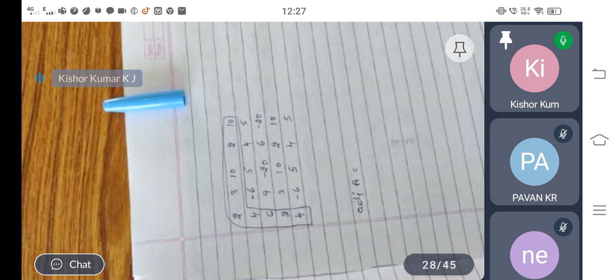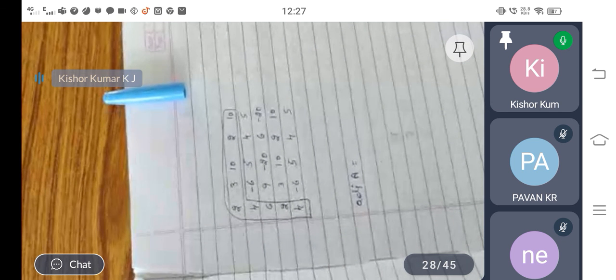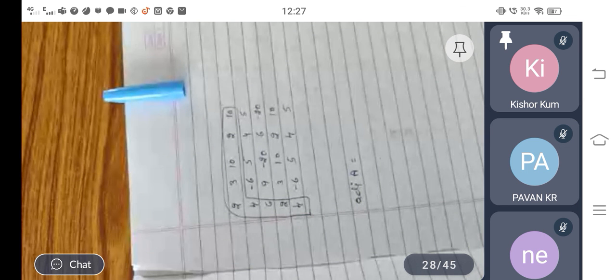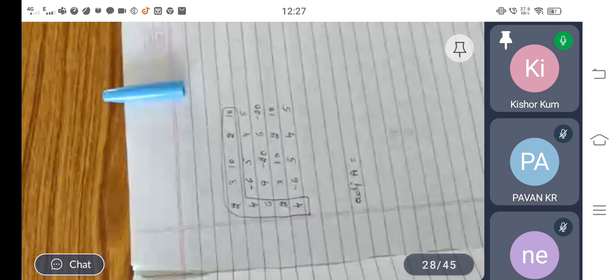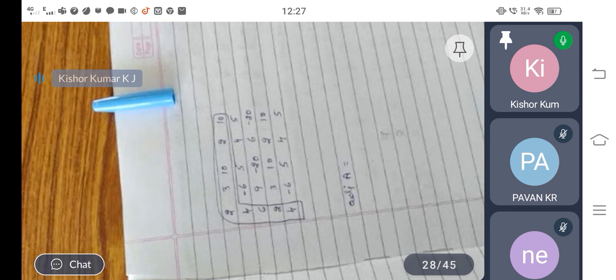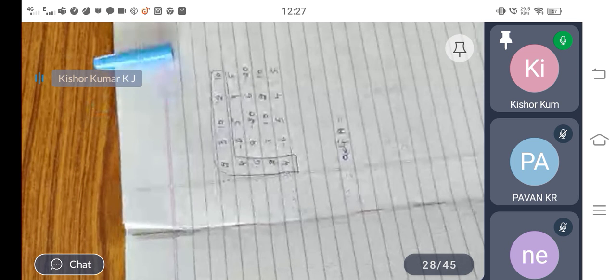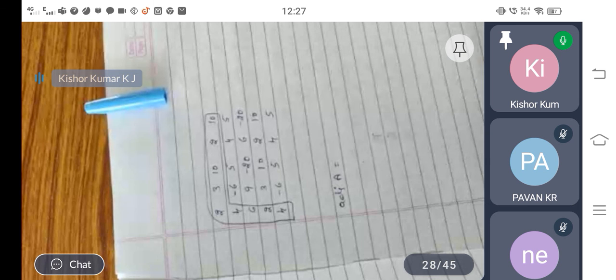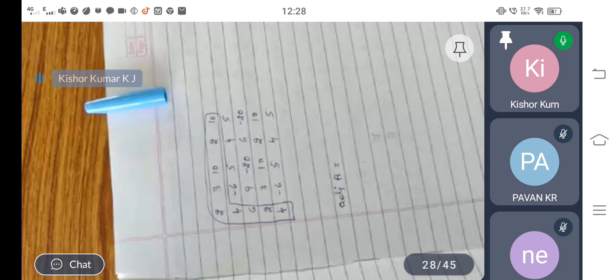Okay, so you just observe. I am going to write here. After doing this, definitely we will get the adjoint of A by doing the multiplication. After this, we have to move to replacing in the formula. A inverse is equal to 1 over determinant of A into adjoint, the normal method.